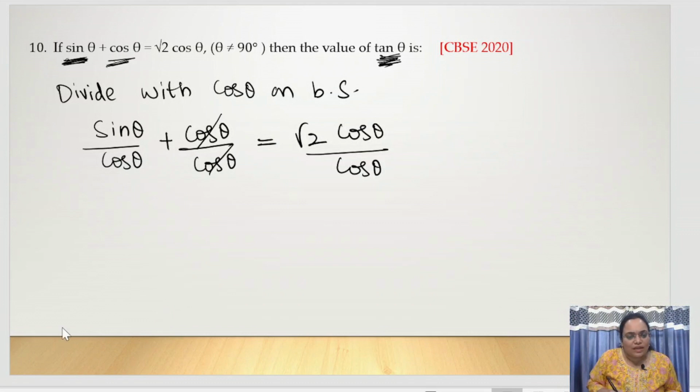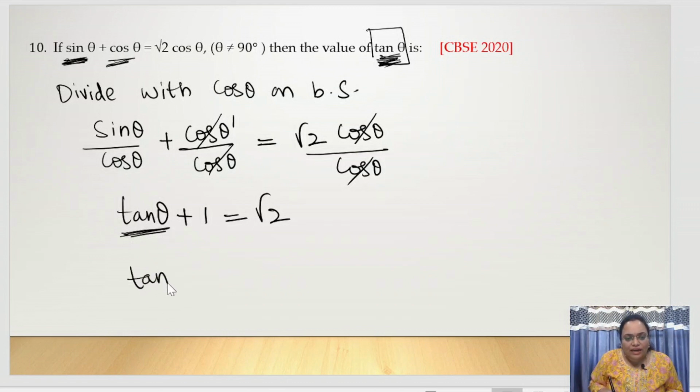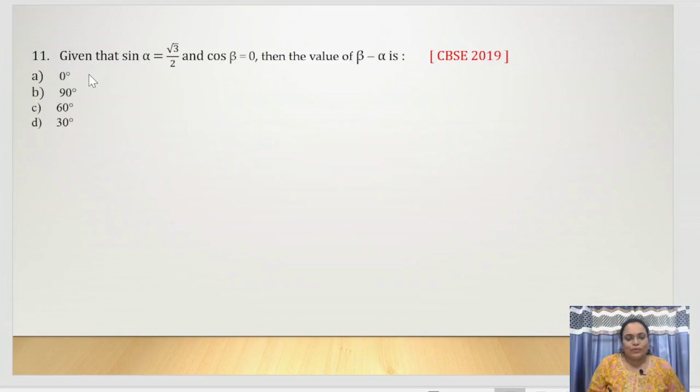So cos theta will get cancelled. This will be 1. Sin theta by cos theta will be tan theta. Tan theta plus 1 is equal to root 2. If I want only tan theta, because we need to find the value of tan theta, that will be tan theta is equal to root 2 minus 1. So this is the value of tan theta. Okay, so let us see the next question.